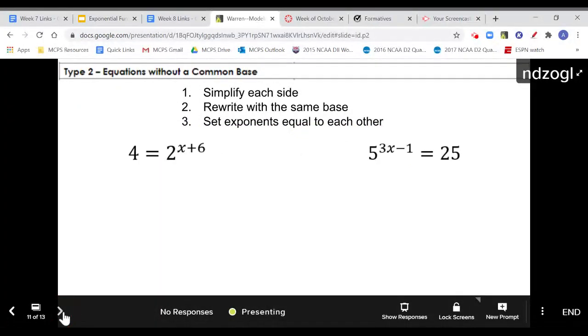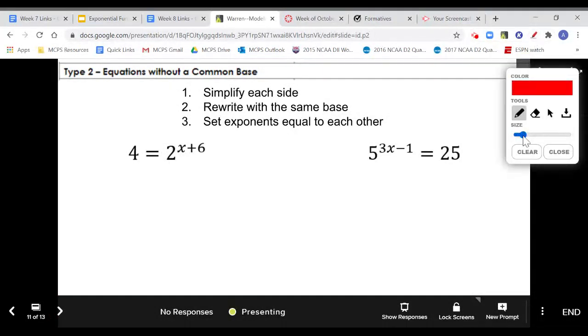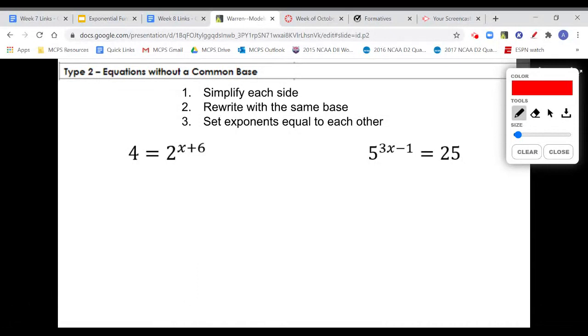Okay. So moving on, we're stepping it up one more time. Basically, just as always, I'm going to start working through the steps. So first step is simplify each side. I can look at both sides of this equation. Both sides look pretty simplified to me. 4, really can't make that simpler than 4. And 2 to the x plus 6, there's not really anything I can do there. So already good on step 1.